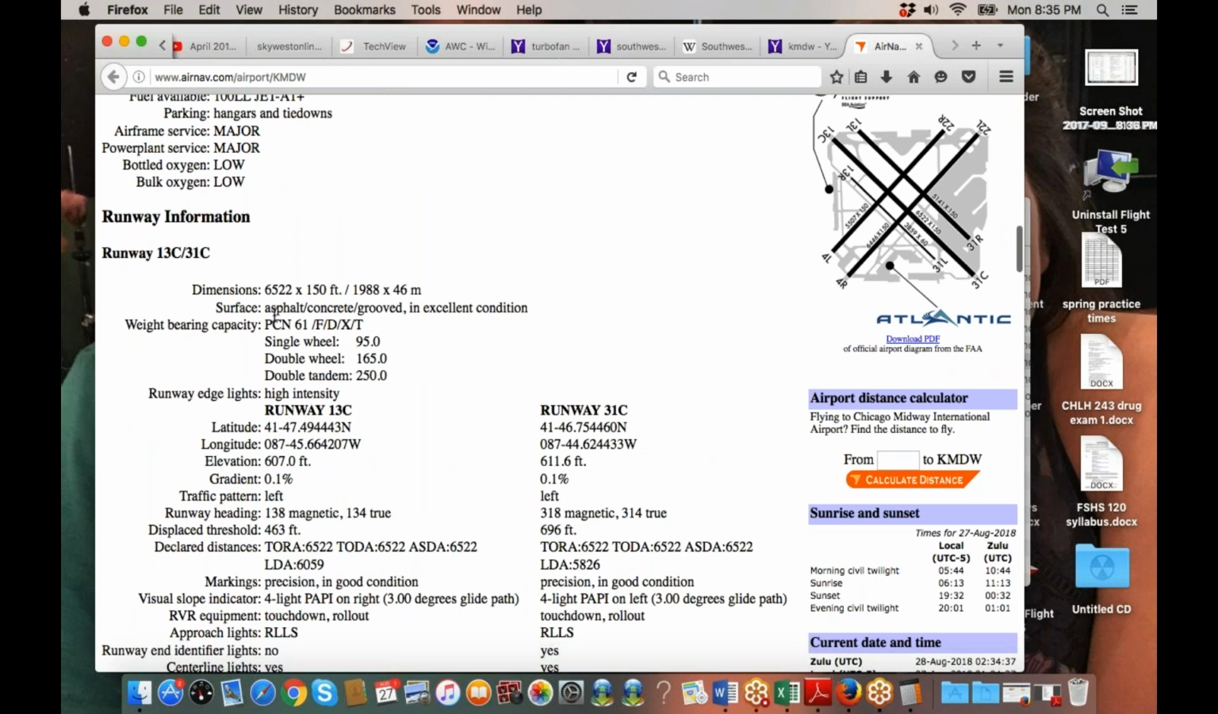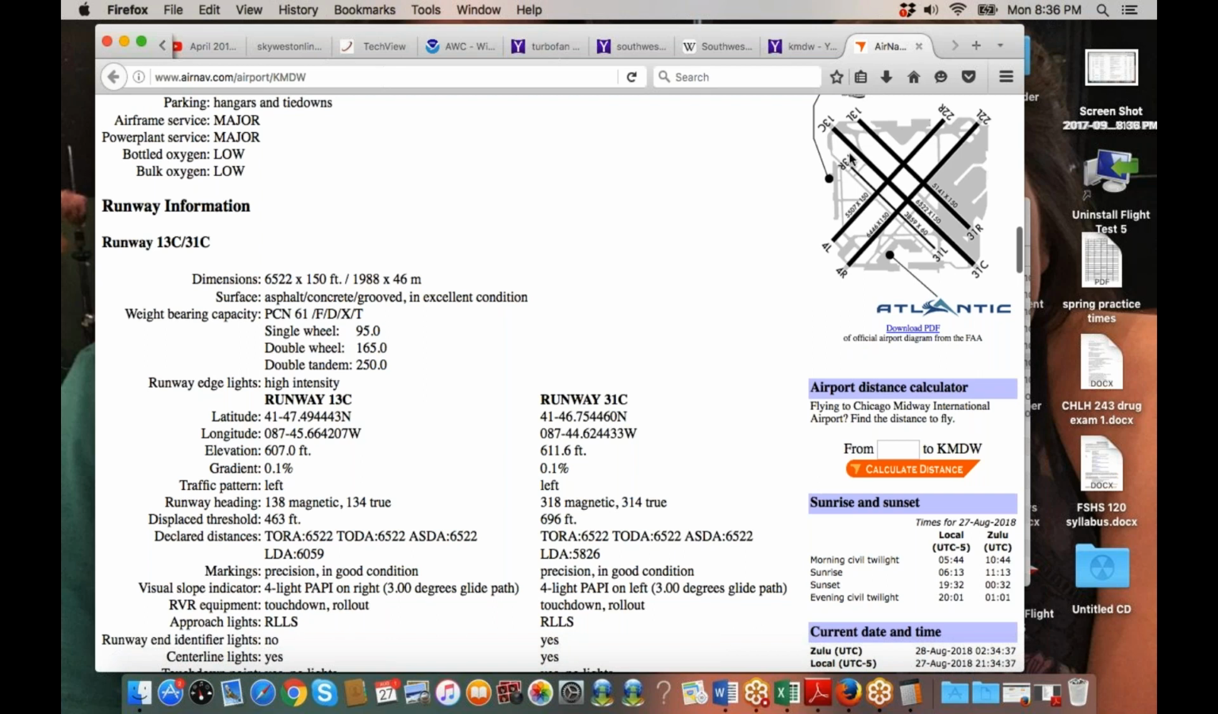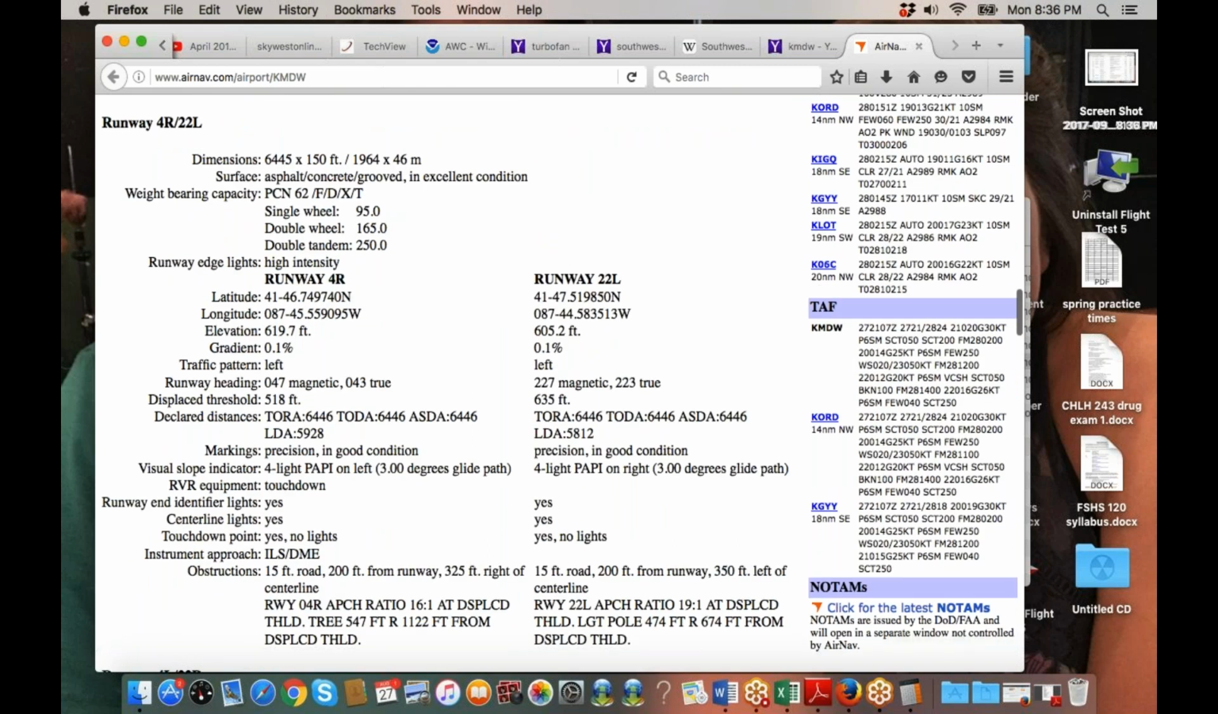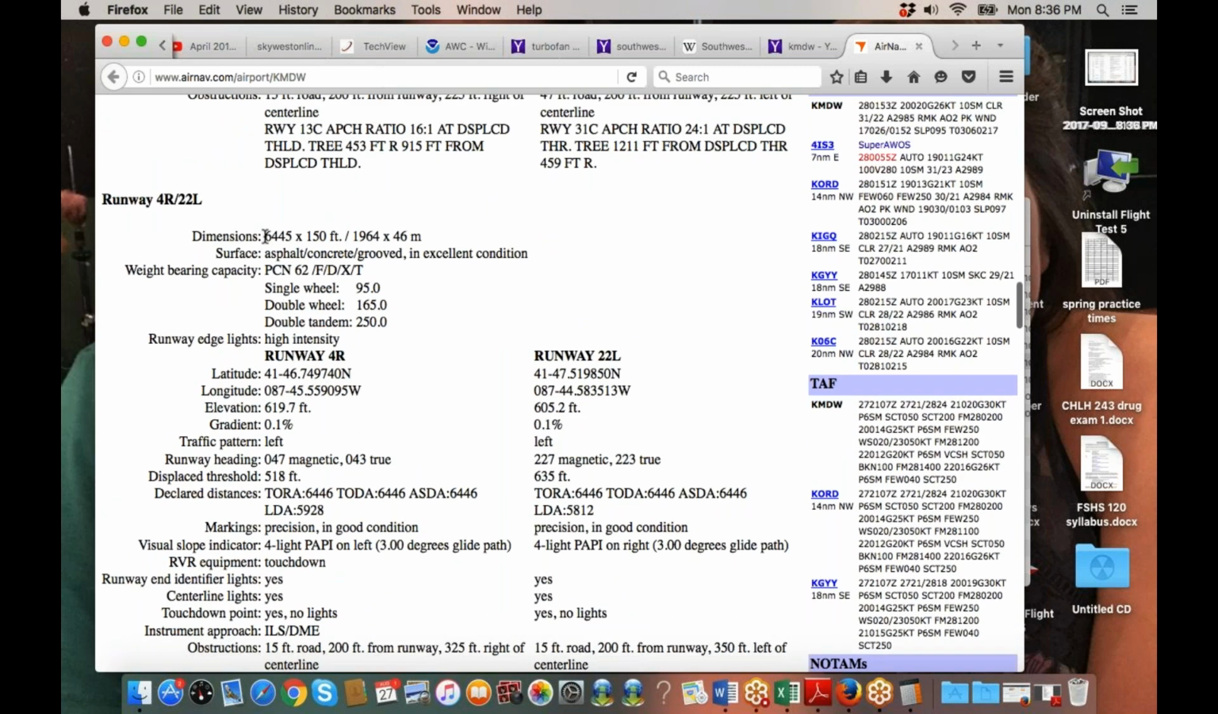13 center and 31 center is only 6,500 feet long. That's this big one going down the center. So their other big one is 4 right and 22 left, and that one is 6,400 feet long. So their runways are actually really short for how popular the airport is. There's a lot of flights that go in and out of there.